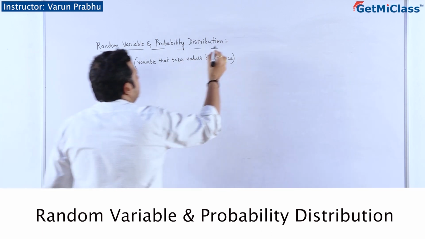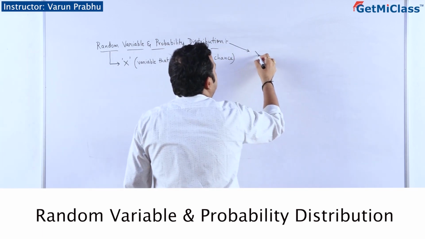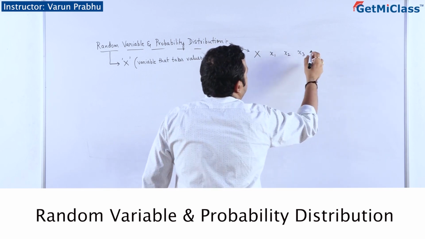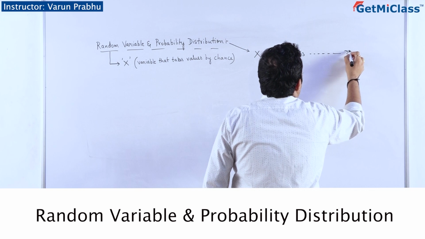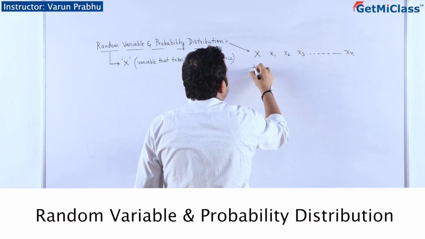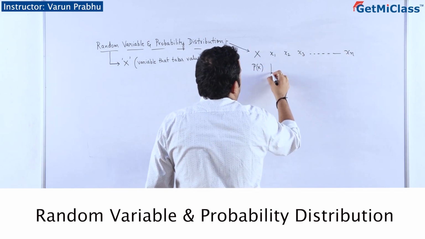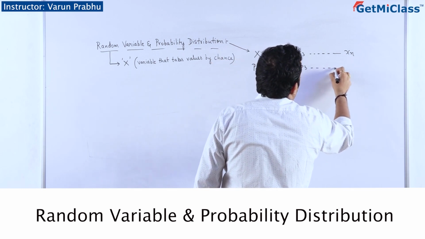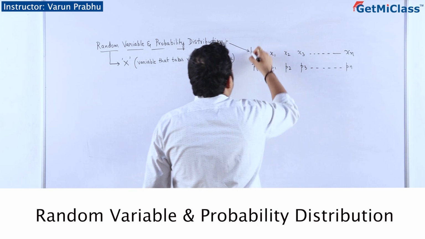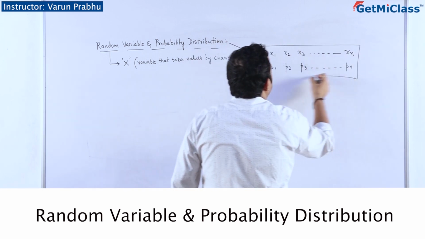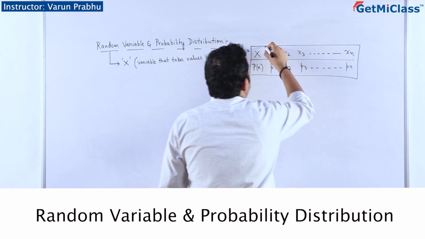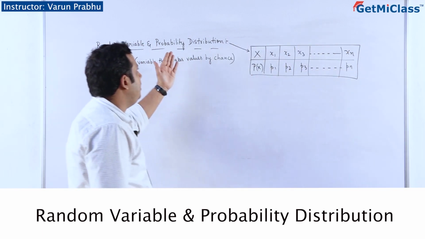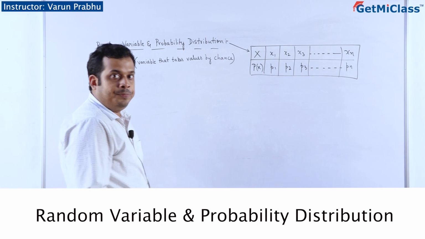Now what is the meaning of the word probability distribution? Probability distribution means if we write all the values that X can take, X1, X2, X3, so on up to Xn, which occur with certain probabilities, say X1 occurs with probability P1, P2, P3, so on up to Pn, then this particular distribution of this type is called the probability distribution of that random variable.